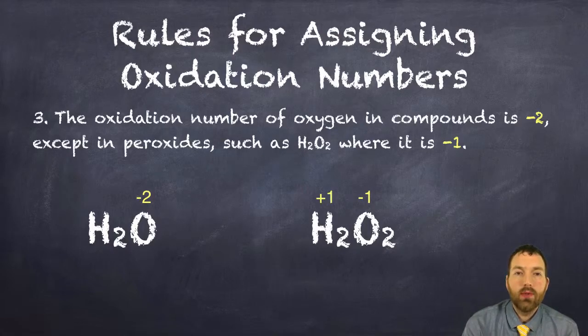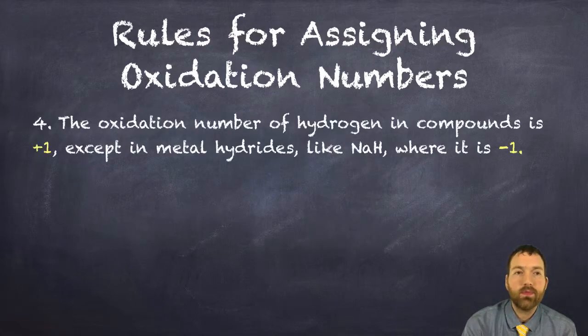Hydrogen peroxide is -1 because hydrogen has to be +1. That's our next rule. If hydrogen is +1 in this peroxide, the ratio is 1:1 of hydrogen to oxygen, so oxygen has to be -1. We'll get into why in a later rule. Rule number 4: the oxidation number of hydrogen in compounds is +1. The exception is in metal hydrides, like sodium hydride, where it is -1.